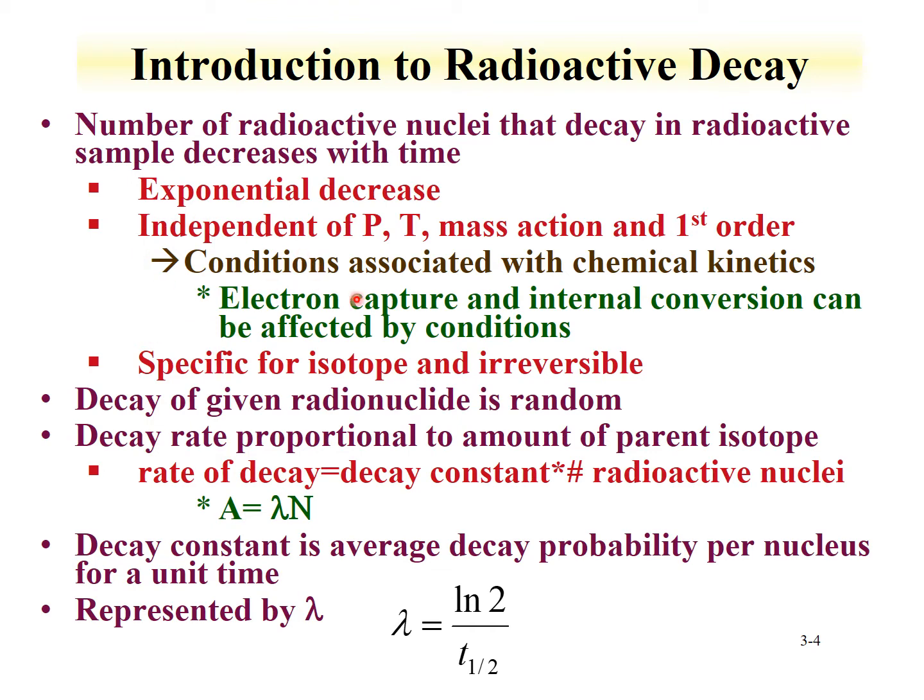We also see that this radioactive decay is independent of pressure, temperature, and mass action, and it's first order. So in other words, the conditions are pretty well defined. Unlike chemical kinetics, this decay kinetics is really a first order decay. There are some differences in terms of electron capture and internal conversion. For instance, if I have an isotope that decays by electron capture, but there are no electrons on that isotope to capture, it won't decay through that route. The route still exists, it's just that there's no probability of that decay because there are no electrons.